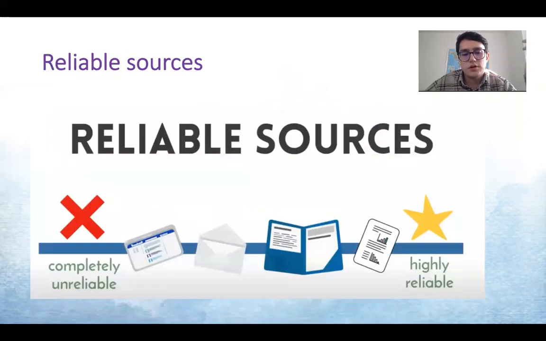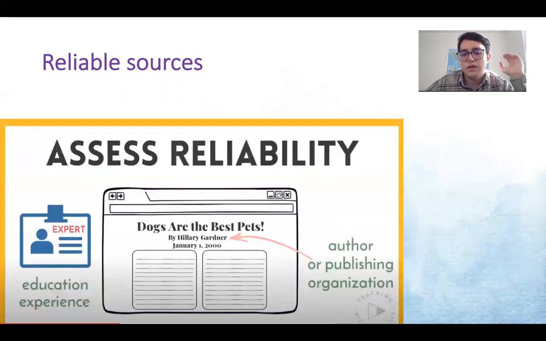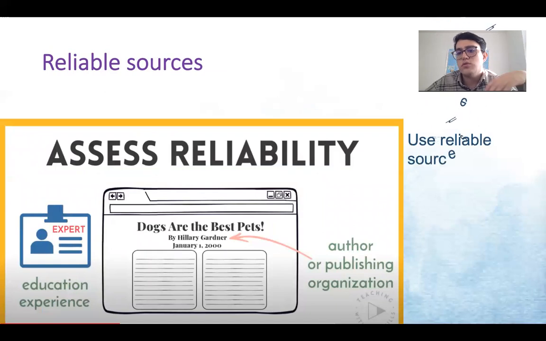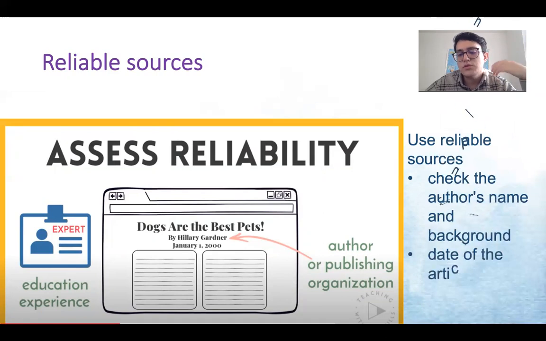Reliable sources, what are they? They can be research papers, they can be books, they can be from sources that have been researched and academic people have approved it, like books or journals, etc. So always try to use reliable sources to make your research more useful and more reliable.